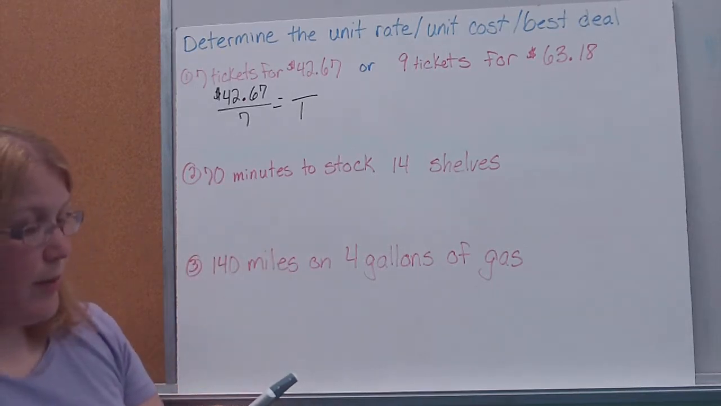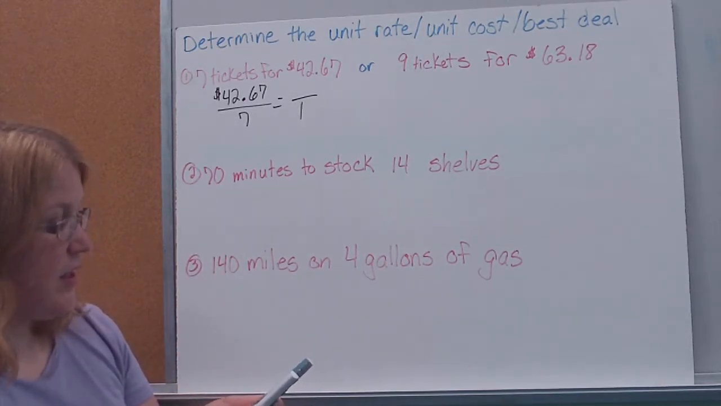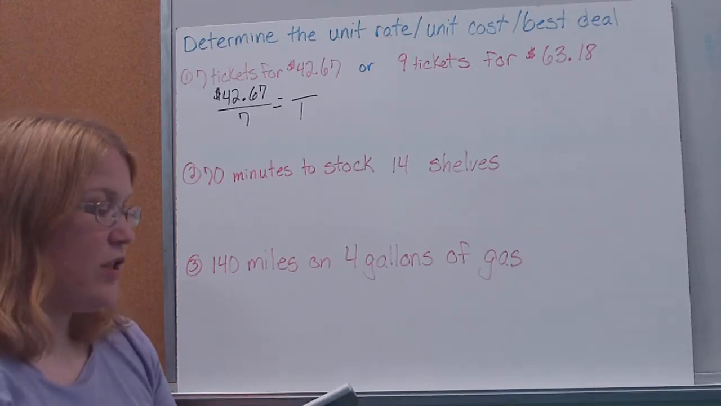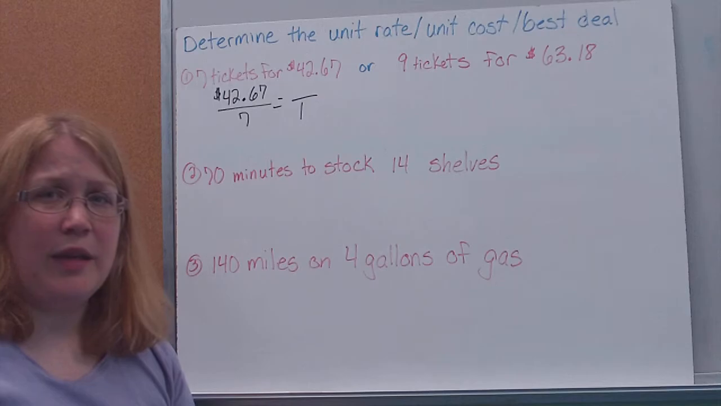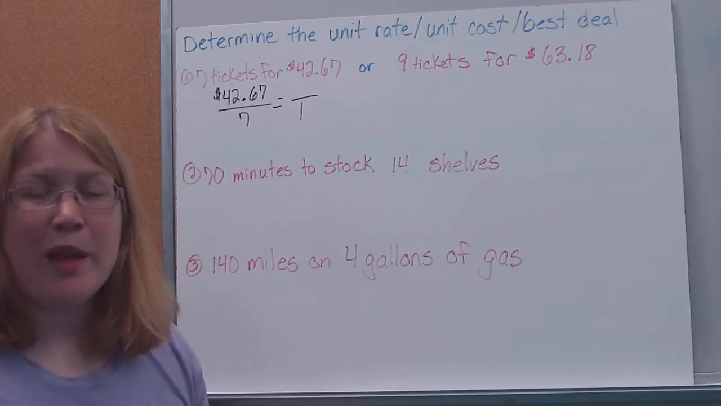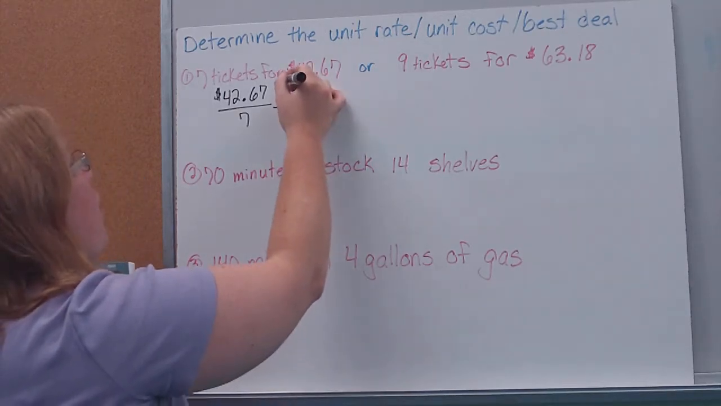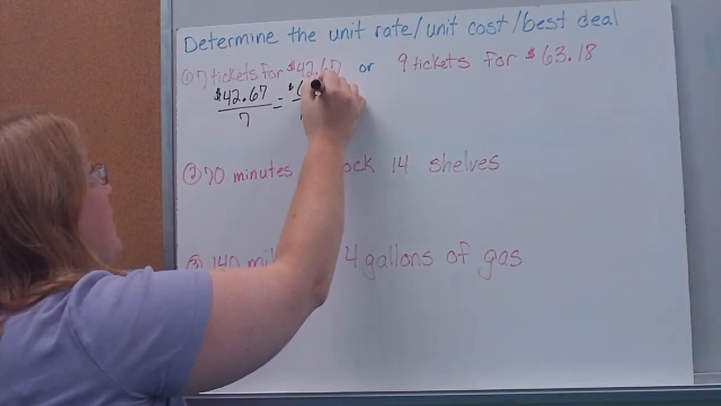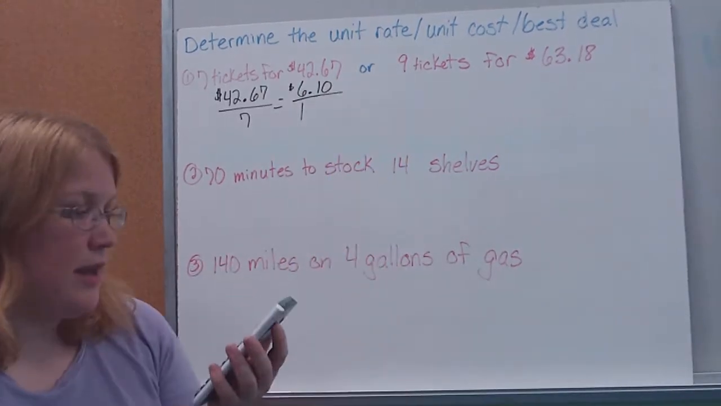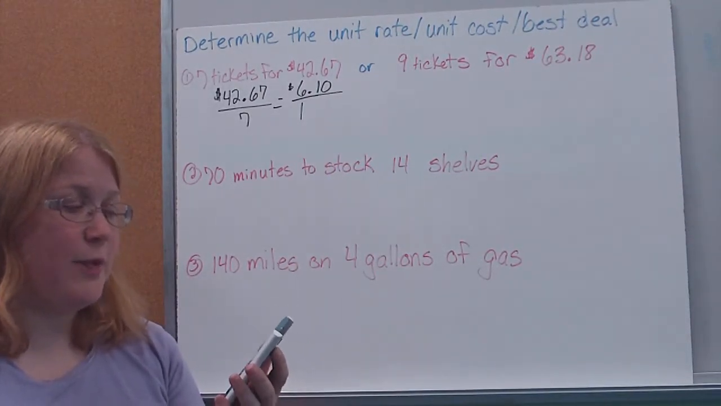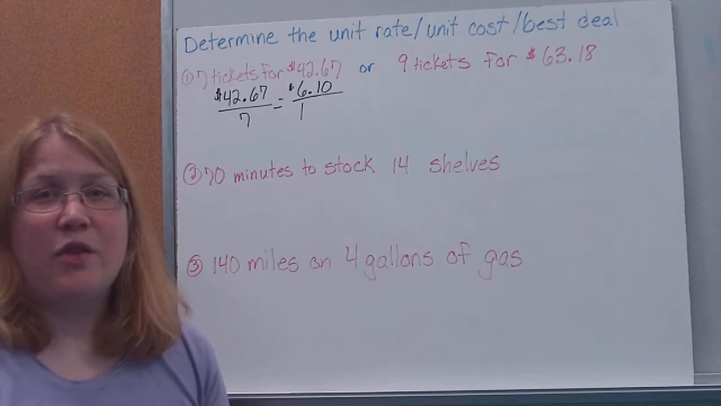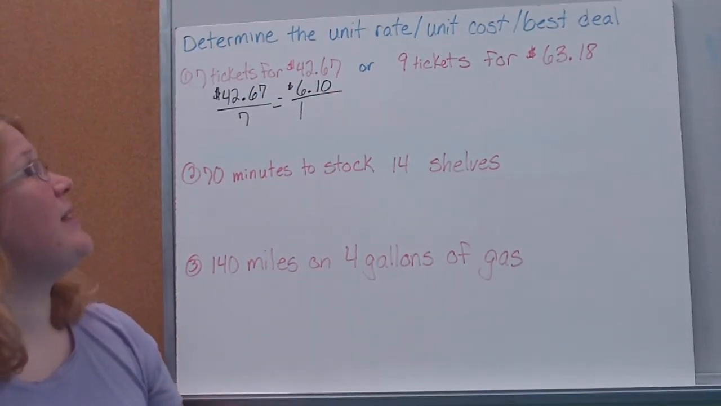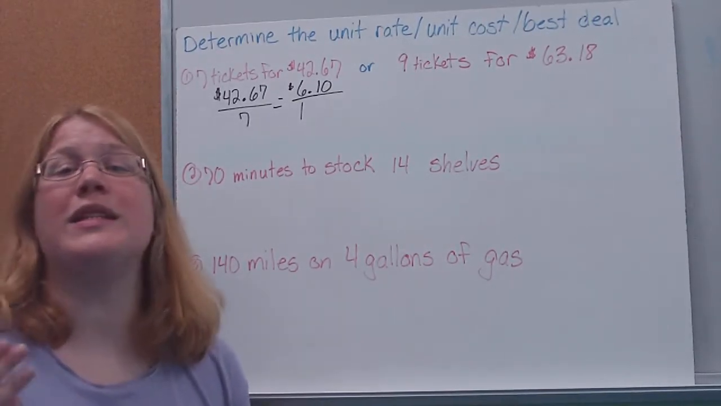So to get 7 to 1, I'm going to divide by 7, which means I need to divide 42.67 by 7 as well. When I do that, I'm going to wind up with a decimal that keeps going, but since we're dealing with money, I'm going to round it to the nearest hundredth. When I round it to the nearest hundredth, I'm going to wind up with $6.10. The decimal I get is actually 6.095. So that 5 tells me I need to round up, that 9 rounds up to a 10. So it would be $6.10 per 1 ticket.